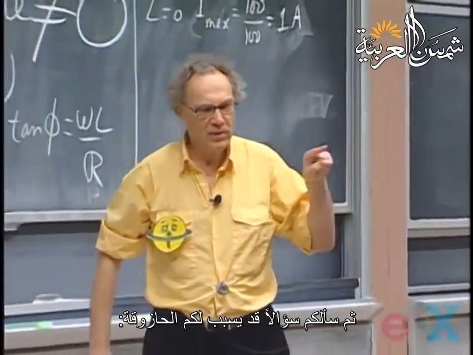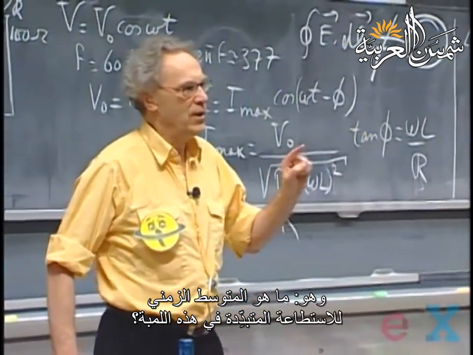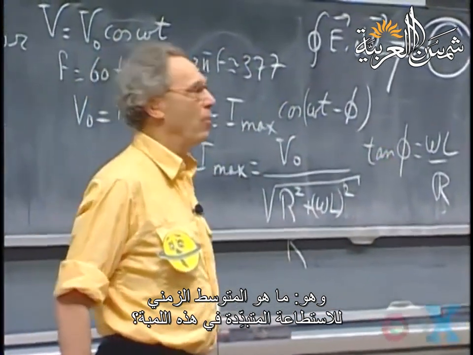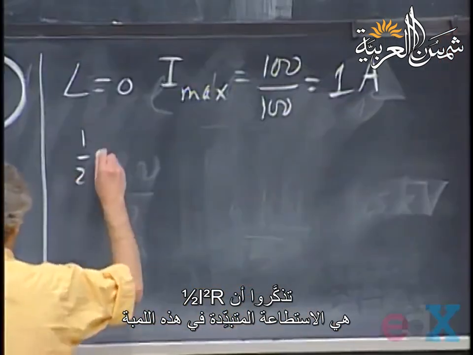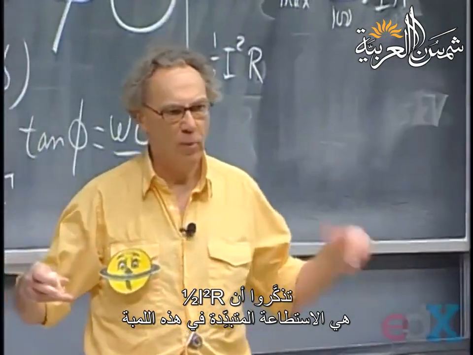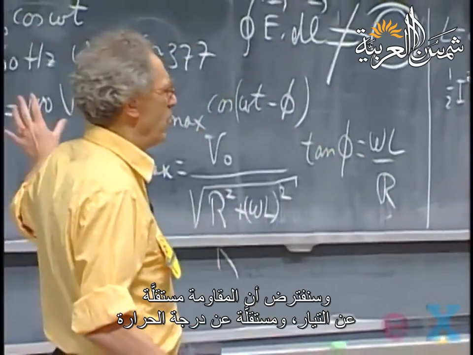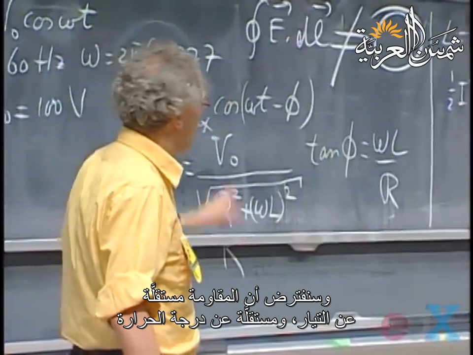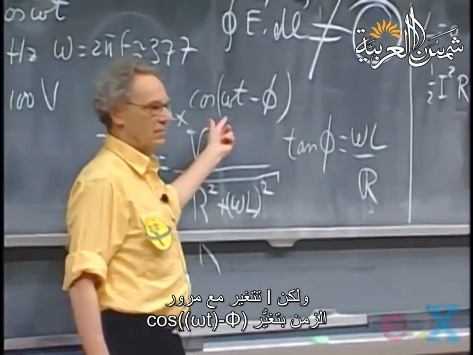But then he asks you something that would give you the hiccups, and that is, what is now the time averaged power dissipated in that light bulb? And you remember, or should remember, that 1/2 I squared R is the power dissipated in the light bulb. If I is the current through the light bulb, and R is the resistance of the light bulb, and we will assume that the resistance is independent of the current, independent of temperature. But I is changing with time in a cosinusoidal fashion.